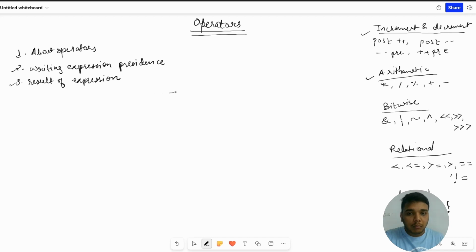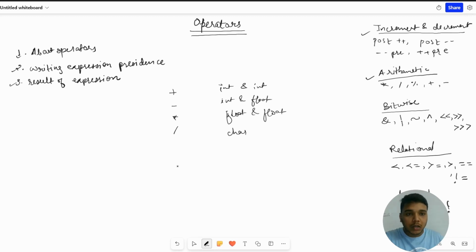Arithmetic operators are plus, minus, multiplication, and division. The main part of these operators is that you can apply them on any data type, like integer and integer, integer and float, float and float, character. All the data types we can apply these operators on.